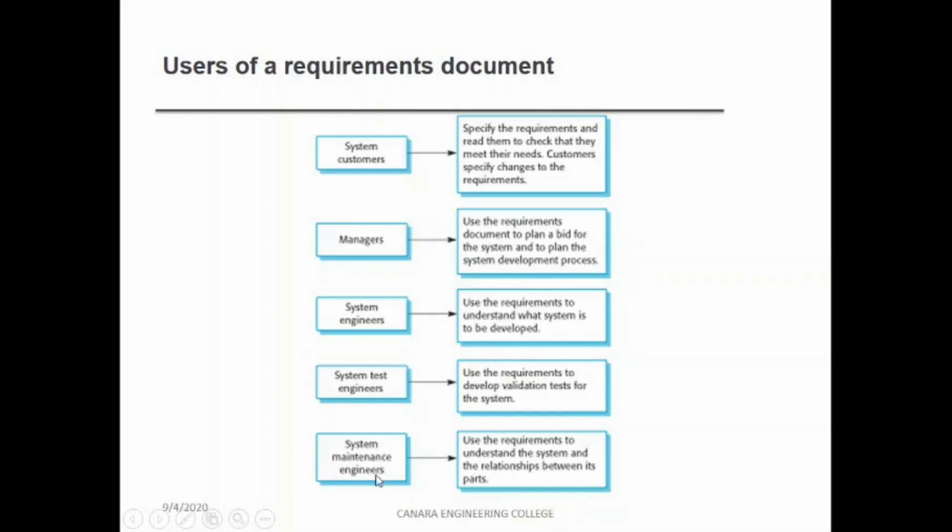So next, system maintenance engineering. They use the requirements to understand the system and the relationship between its parts. For this, a separate document is maintained by the system maintenance engineer. All these users of the requirement document will have a separate document to develop a software product. So five examples are given. Each one will have a separate document to develop the software before giving it to the design and implementation team.